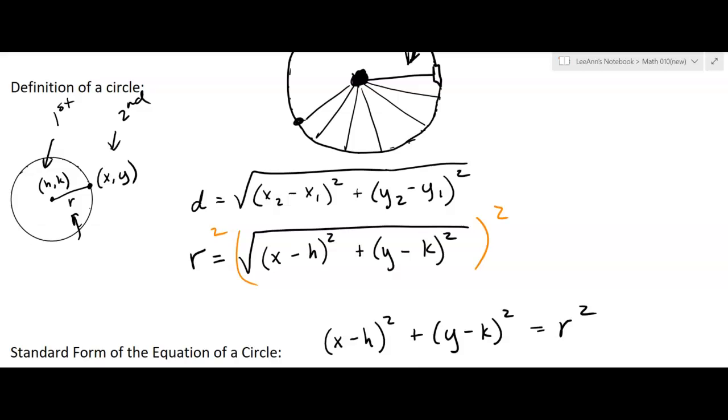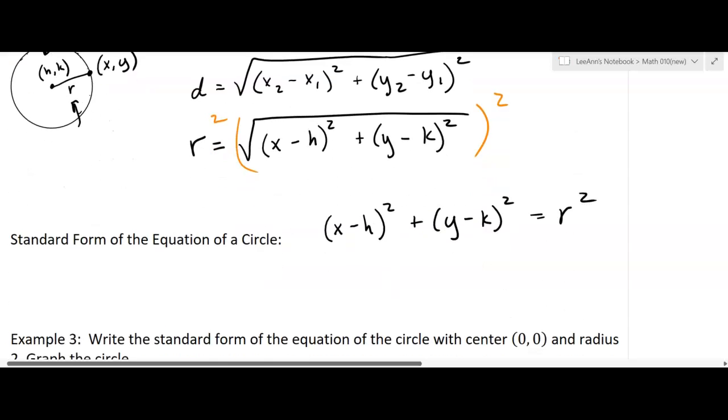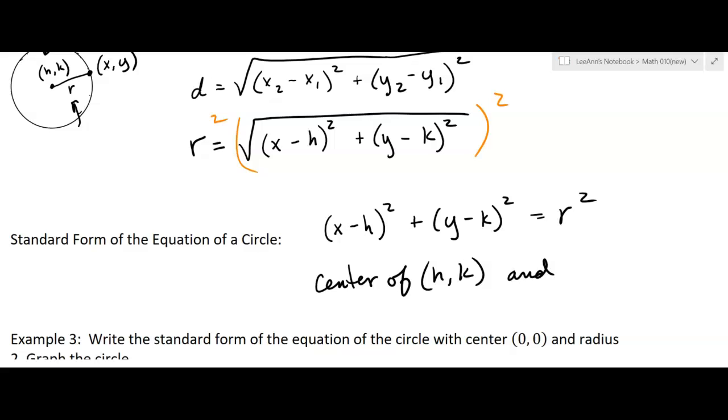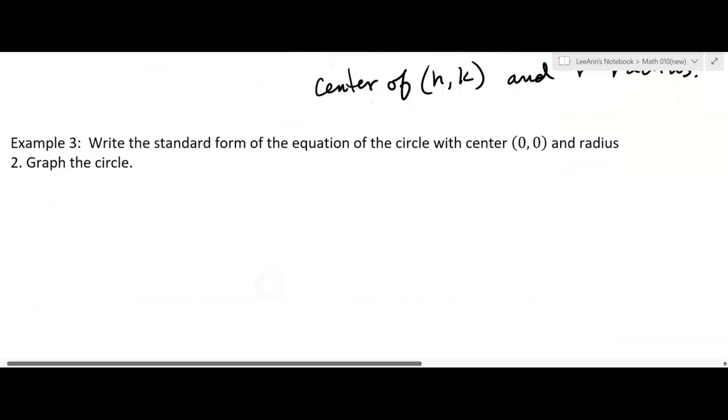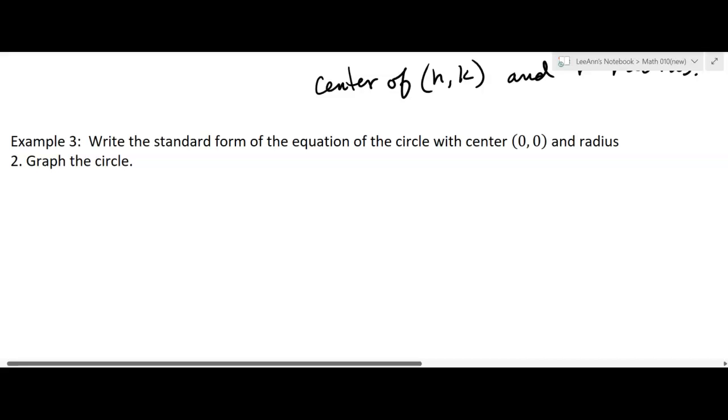So it kind of looks like the Pythagorean theorem. And this is for a center of h, k and radius r. The radius is r. Okay? So that's what you have to make a circle. You have to have the center, and you have to have the radius, the fixed piece of string, the length of string.